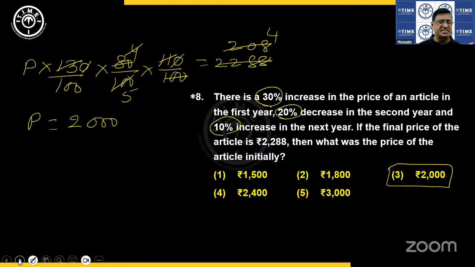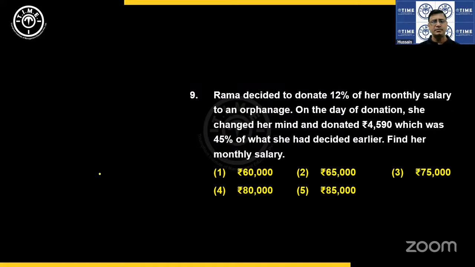Now, moving to the next example. Rama decided to donate 12% of her monthly salary to an orphanage. On the day of donation, she changed her mind and donated 4590, which was 45% of what she had decided earlier. Find her monthly salary.